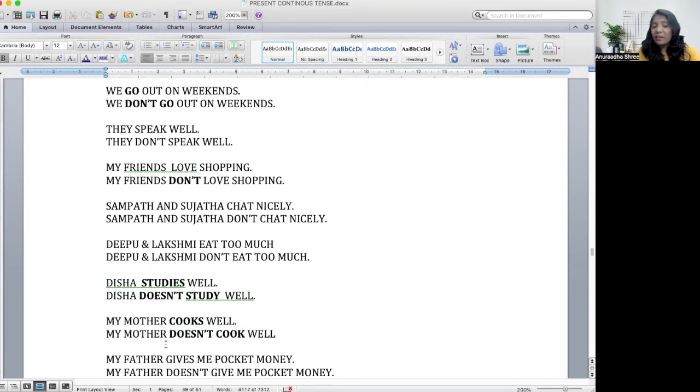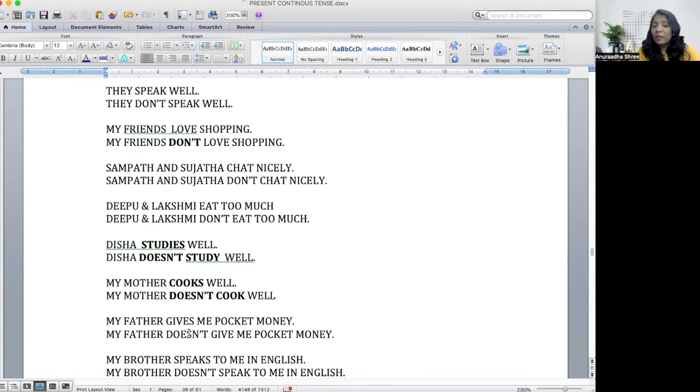When you're making a negative sentence and the subject is singular, you need to use the word doesn't, and immediately the verb should be in V1. Here, my father gives me pocket money. Gives is the verb here. The negative: my father doesn't give, it's not gives, give me pocket money. I hope I'm clear. Let me give another example to make you understand clearly.